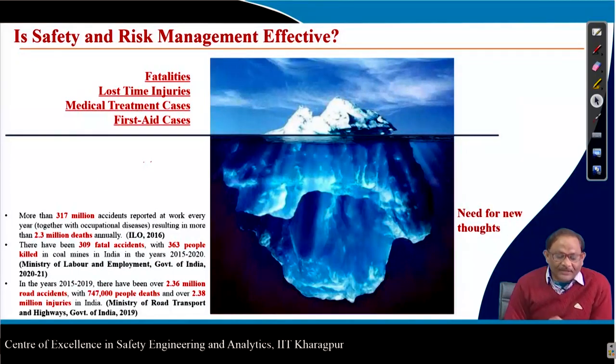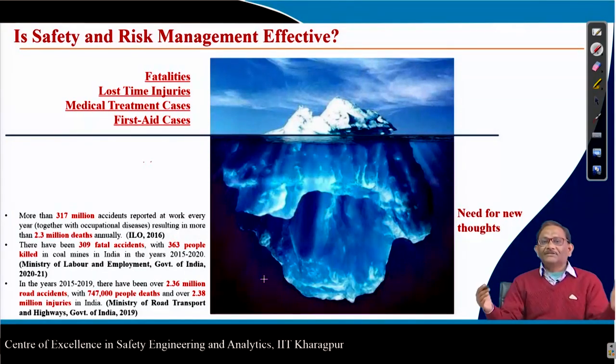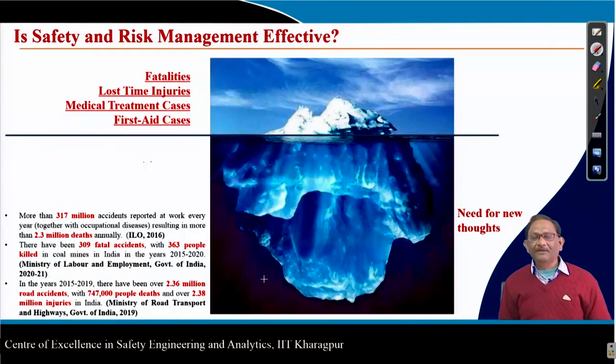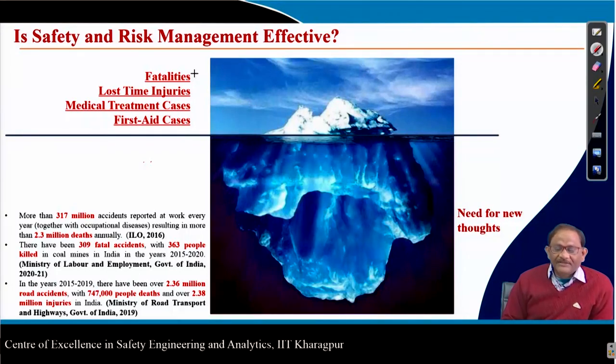Most of the time we consider fatalities, lost time injuries, medical treatment cases and first aid cases. Now, these indicators talk about the tip of the iceberg. If I compare the safety and risk issues, or hazard and accident issues, in any plant, and we consider only these outcome statistics like the number of fatalities, lost time injuries, medical cases or first aid cases, then we are measuring only the tip of the iceberg, because these are outcome indicators. Outcome indicators will not talk about the complete health of the safety and risk management system. That is what we want to tell you.